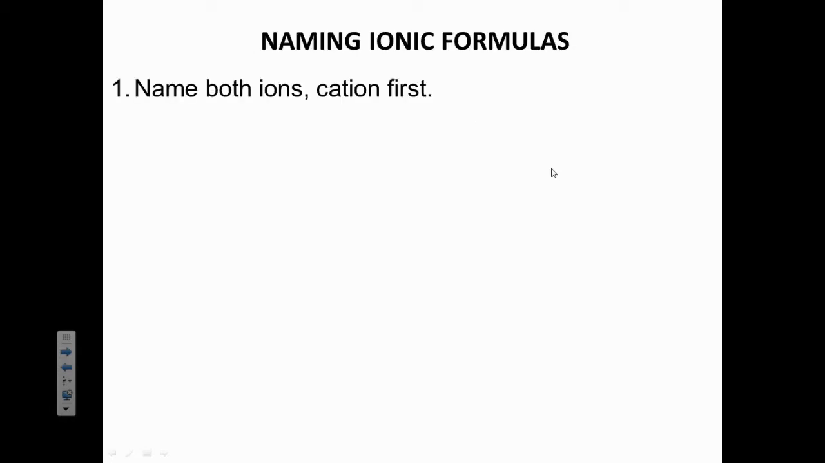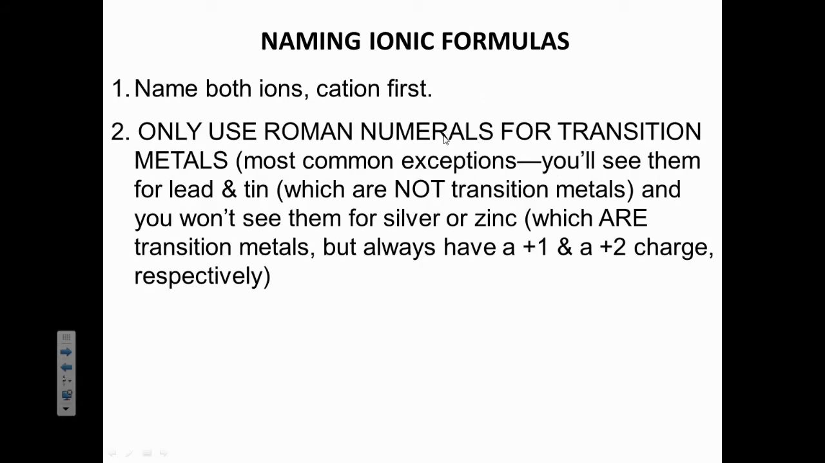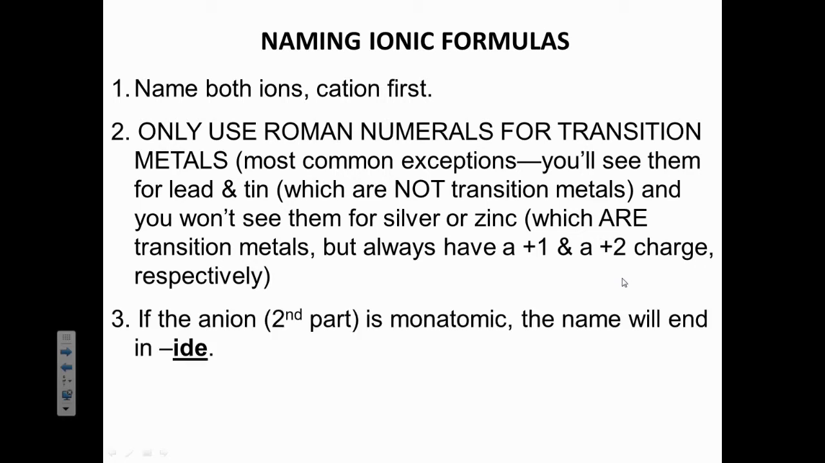Alright, how about naming them? You always name the cation first. You only use Roman numerals in the name when you're dealing with transition metals. There are some exceptions. Sometimes you'll see that lead and tin, which are not transition metals, will have Roman numerals. And on the other hand, you'll see that some transition metals, silver and zinc, won't have them. That's because scientists have this memorized, that they know that silver is always a +1 and zinc is always a +2. I'm not going to penalize you for not memorizing that.